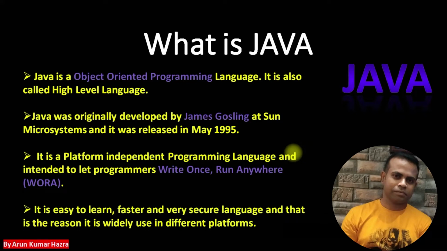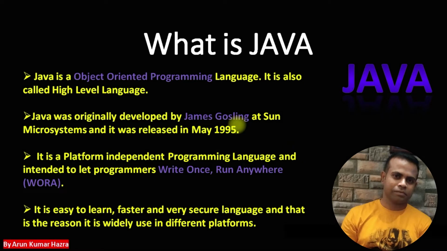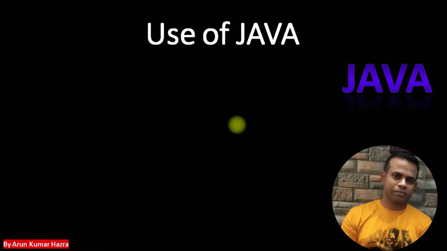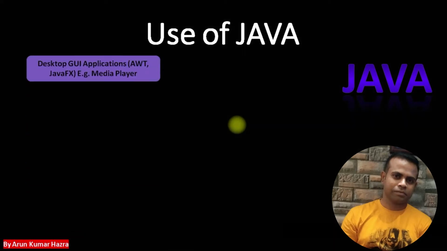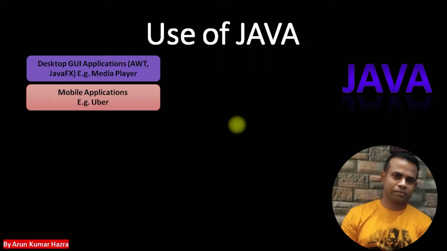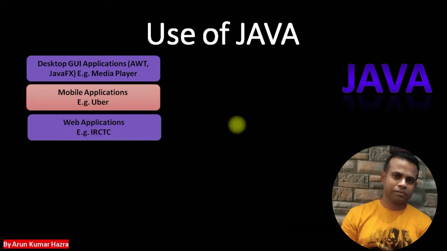It is easy to learn, fast and a very secure language, and that's the reason it is widely used on different platforms. So let's check the uses of Java. Java is used to develop desktop applications, for example a media player. Java is also used to develop mobile applications, for example Uber. Java is also used to develop web applications like IRCTC.